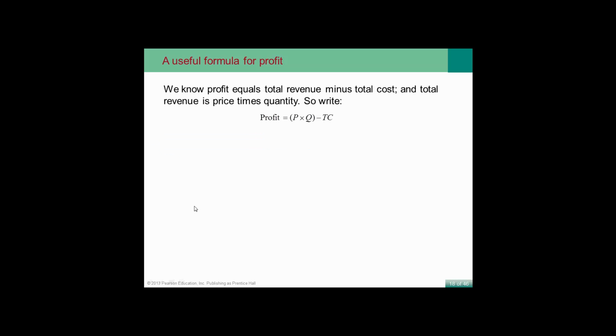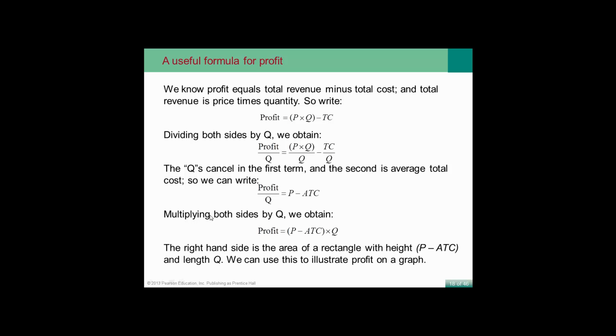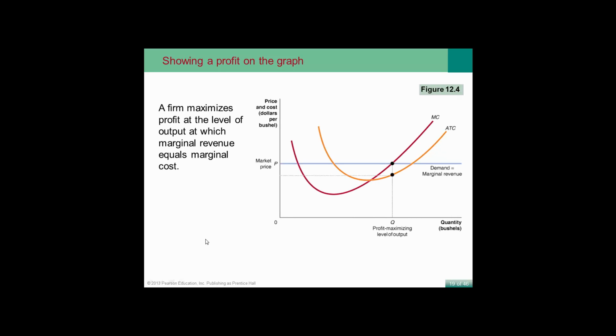Use a graph to show a firm's profit or loss. We know profit equals total revenue minus total cost, and total revenue is price times quantity. Dividing both sides by quantity, we obtain the following. Profit divided by quantity equals price times quantity divided by quantity, minus total cost divided by quantity. The Qs cancel out in the first term, and the second is the average total cost. So we can write this as profit divided by quantity equals price minus average total cost. Multiplying both sides by Q, we get profit equals price minus average total cost, times quantity. The right-hand side of the equation is the area of a rectangle: the height is P minus average total cost, and the length is Q. So how do we show this on a graph?